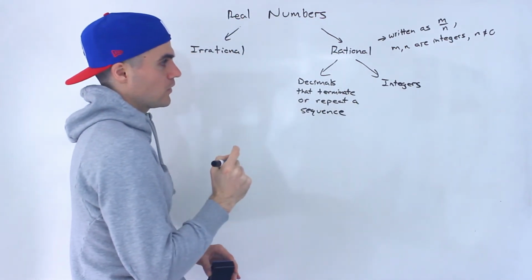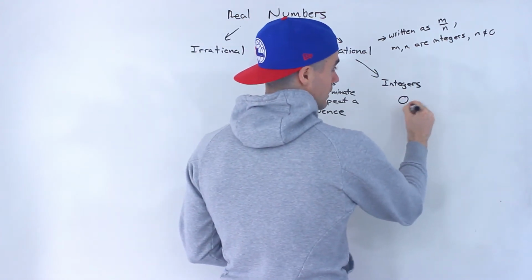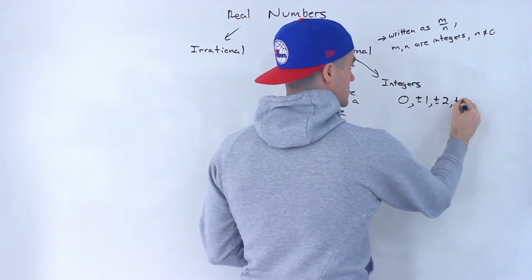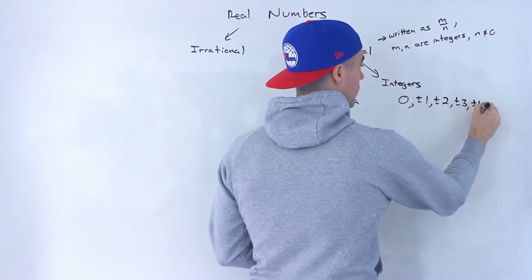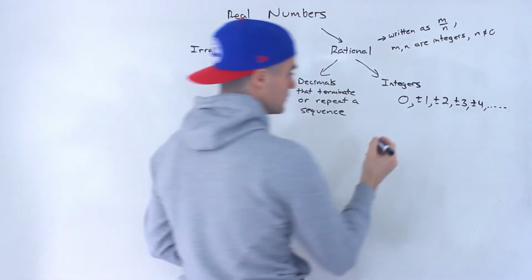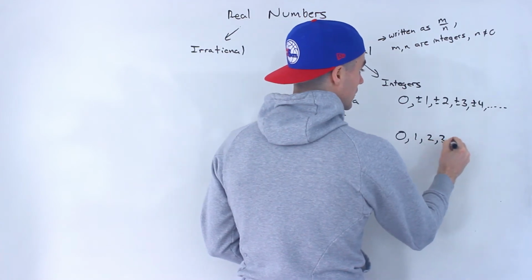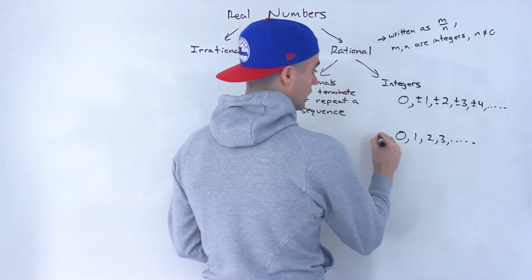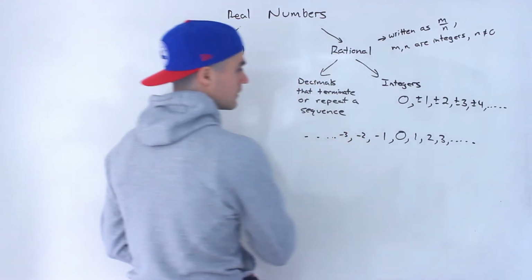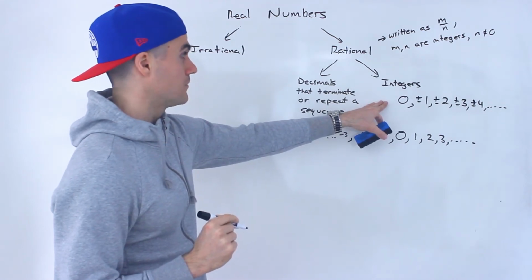So let's start off with what integers means. Now integers include the number 0, and then it's basically plus or minus 1, plus or minus 2, plus or minus 3, plus or minus 4, etc. Another way this could be shown is you could have 0 in the middle, and then 1, 2, 3, etc. And then going the other way, you have negative 1, negative 2, negative 3, etc. Right? So that's what integers are.